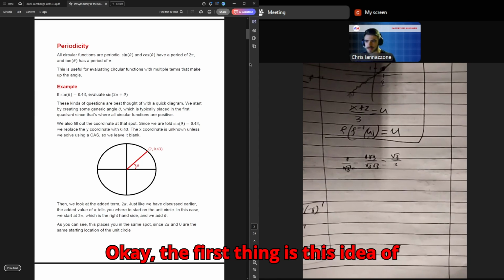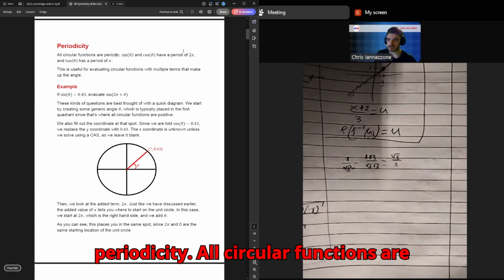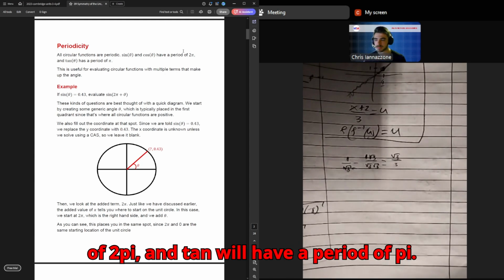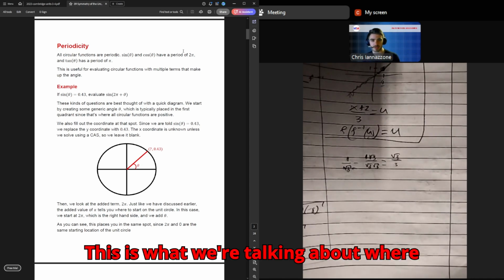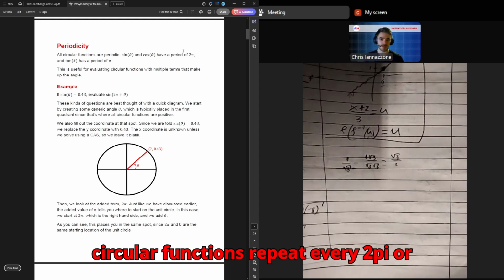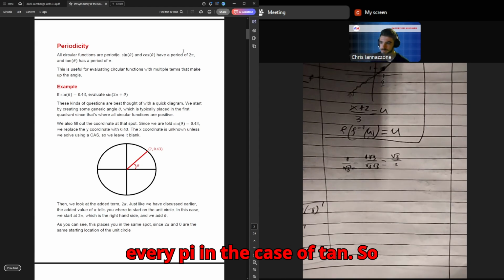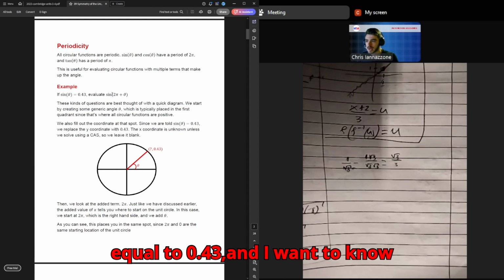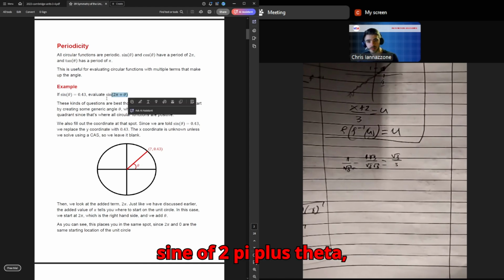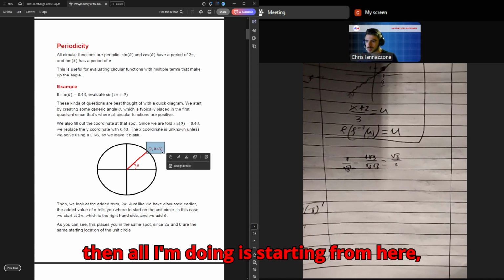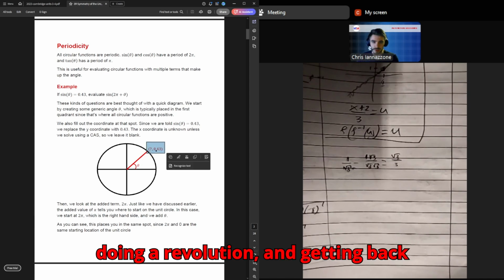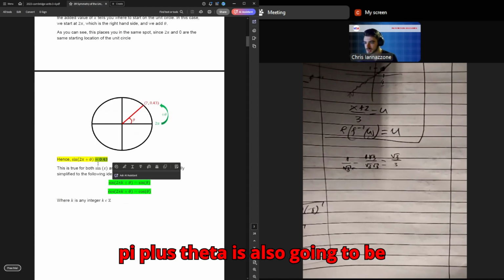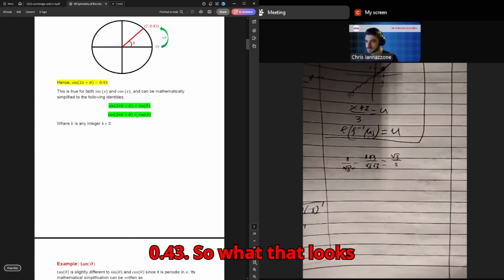Okay, the first thing is this idea of periodicity. All circular functions are periodic. Sine and cos will have a period of 2 pi, and tan will have a period of pi. This is what we're talking about where circular functions repeat every 2 pi, or every pi in the case of tan. So basically put, if I know that sine is equal to 0.43 and I want to know sine of 2 pi plus theta, then all I'm doing is starting from here, doing a revolution, and getting back there. So sine of 2 pi plus theta is also going to be 0.43.